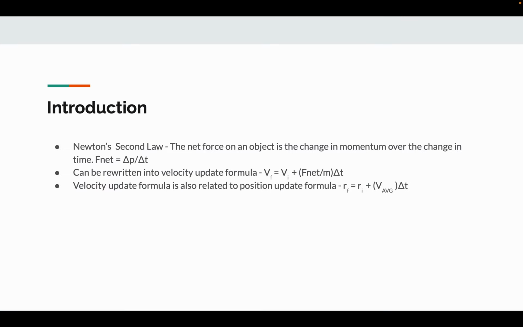For our first key concept, we have to know about Newton's second law, which says the net force on an object is the change in momentum over the change in time. This formula can be rewritten into the velocity update formula, which says v final equals v initial plus F net over m times delta t. The velocity update formula is also related to the position update formula, as r final equals r initial plus v average times delta t.